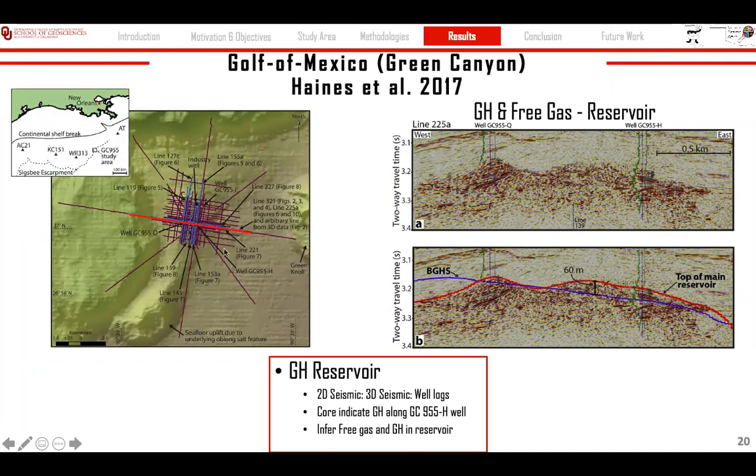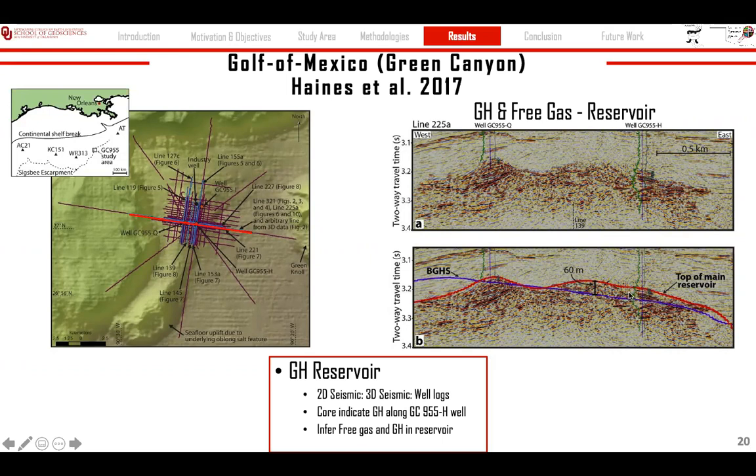And for their study, they use the same 2D seismic data set that we'll be using. In addition, they use 3D seismic and well logs to interpret gas hydrates along a GC955-H well, which is supported together with core data. They also infer free gas and gas hydrates in the reservoir between the top of the reservoir interval and the inferred bottom simulating reflector, which represents the base of the gas hydrate zone.